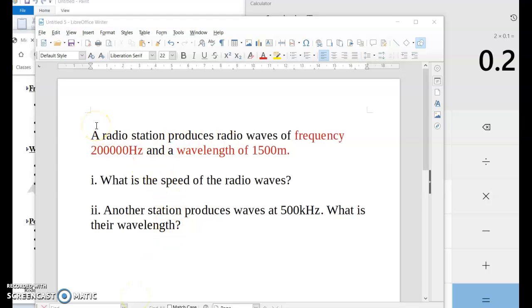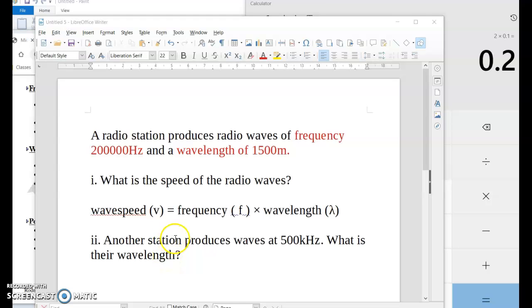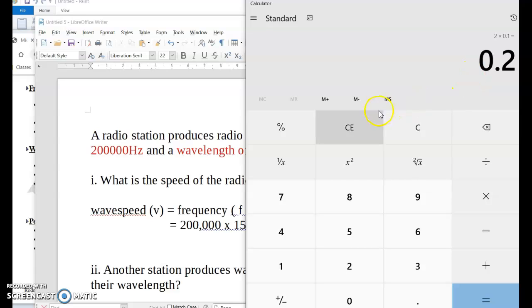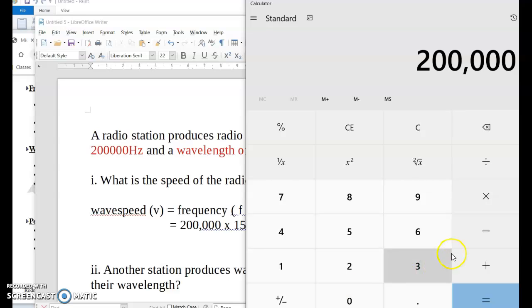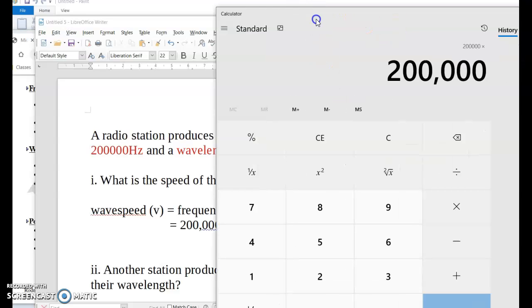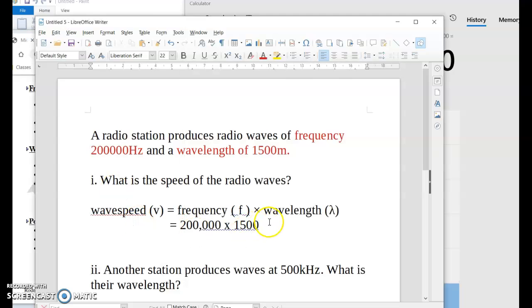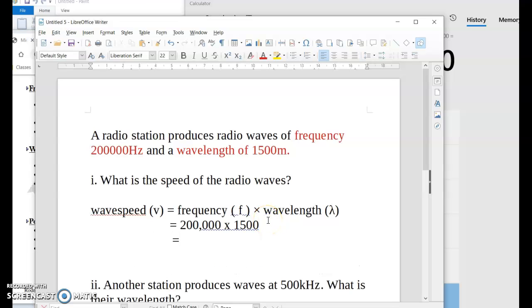Now another question. A radio station produces radio waves of frequency 200,000 Hertz and a wavelength of 1,500 meters. What is the speed of the radio waves? We know that wave speed is equal to frequency times the wavelength. So the frequency is 200,000 Hertz times the wavelength, which is 1,500 meters. Let's work it out. The answer is 300 million meters per second.